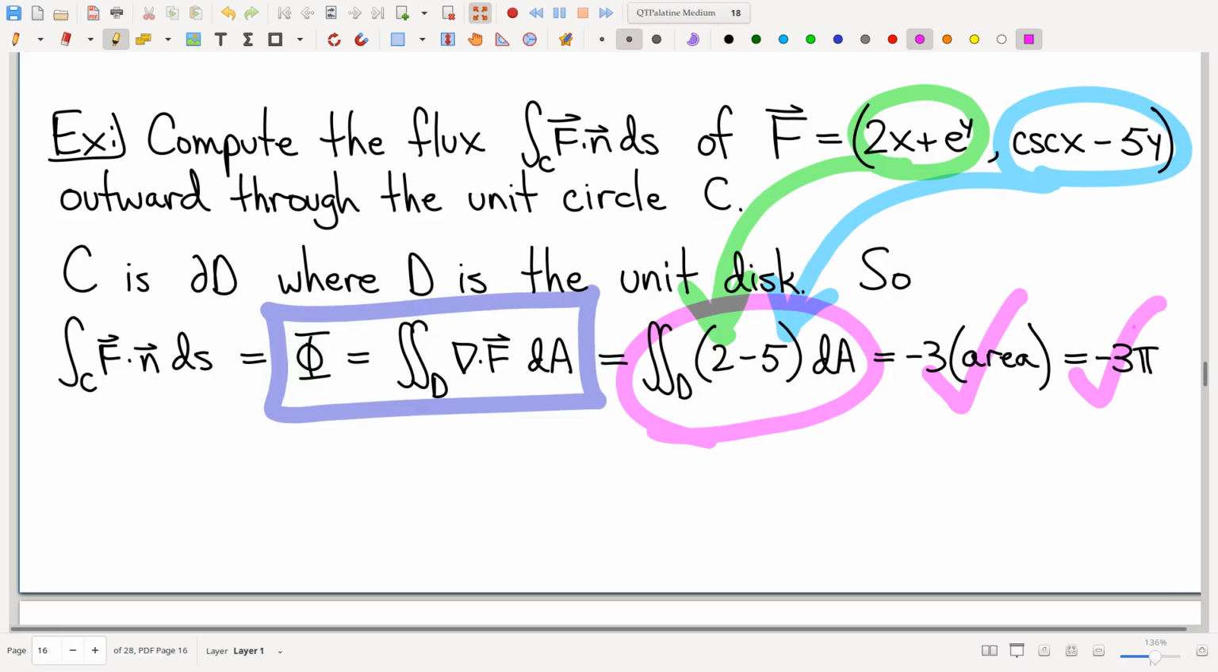How we doing? Everybody happy? Notice that again, cosecant didn't have anything to do with it. Notice again, I didn't have to parameterize the unit circle at all. Right? We bypassed a lot of effort by way of our awesome, powerful tweak of Green's theorem that we just created.